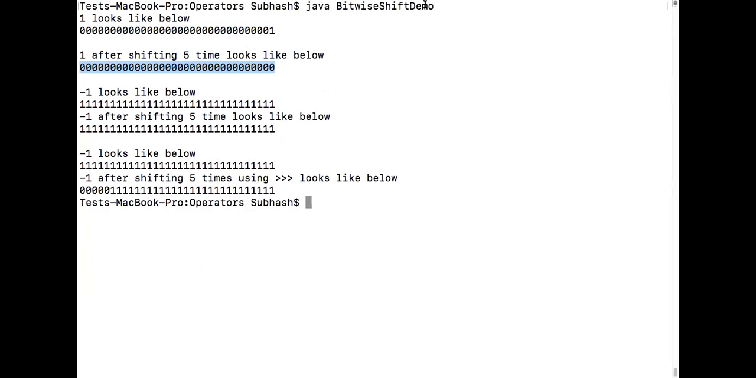Agree? I'll go slowly. Let us not hurry. I'm going very slow. One is looking like this, correct? And one after right shifting will look like this. Correct, guys? Yes or no? Because I'm right shifting this one and everything is 0.